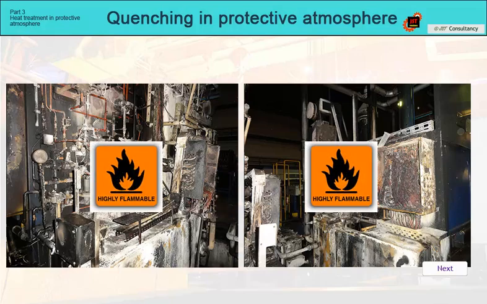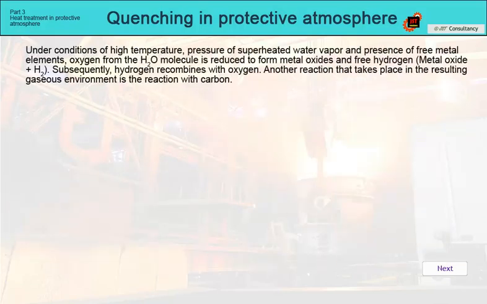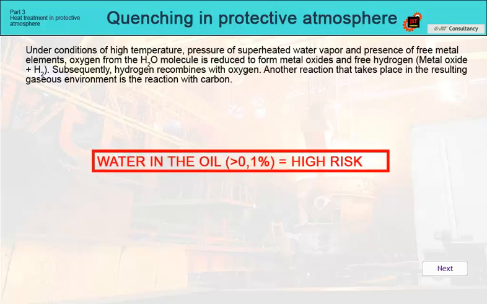These photos show how this can turn out. Safety at work on multi-purpose furnaces, especially in terms of a possible oil bath fire, is very important, and neglecting it can endanger the entire heat treatment plant. Special attention must be paid to regular monitoring of the oil bath for water content. In terms of potential risks, this risk is the most significant. Under conditions of high temperature, pressure of superheated water vapor, and the presence of free metal elements, oxygen is reduced from the water molecule to form metal oxides and free hydrogen. Subsequently, hydrogen recombines with oxygen.